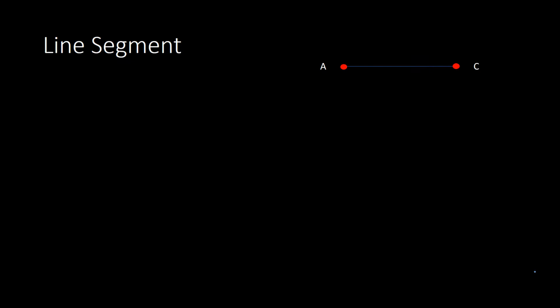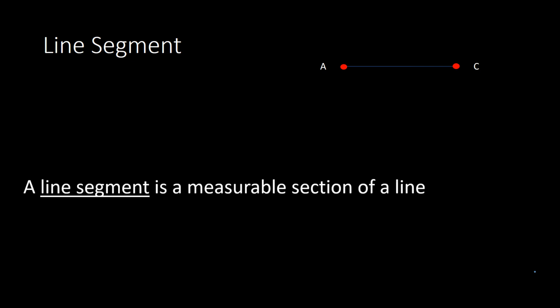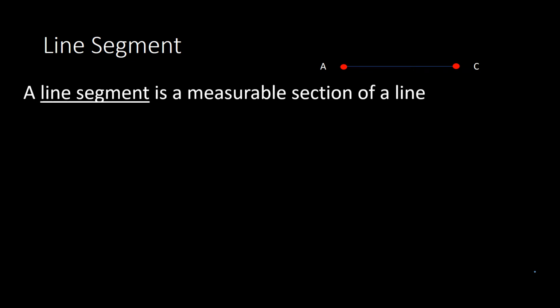Now as far as giving a definition of this, it is simply a measurable section of a line, which makes sense, right? Because a line segment would be a segment or a portion or a section of the line. So remember, a line keeps going forever and ever and ever, whereas a segment does have a beginning and an ending point. So take note of that difference between line segment and line. It is a small nuance, but it does make a difference.